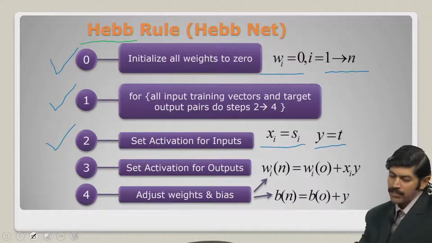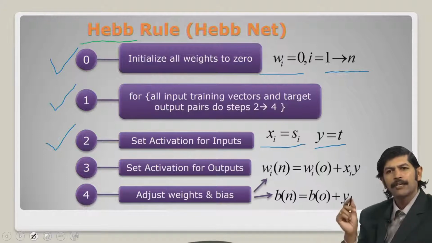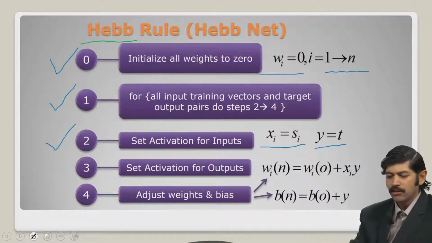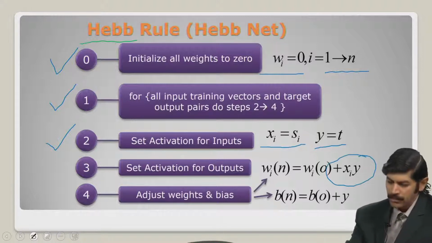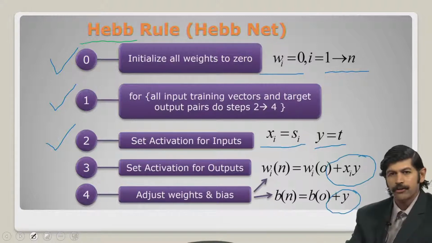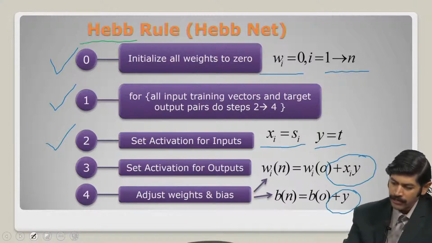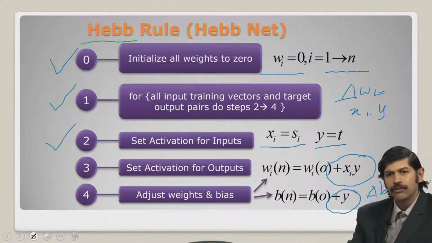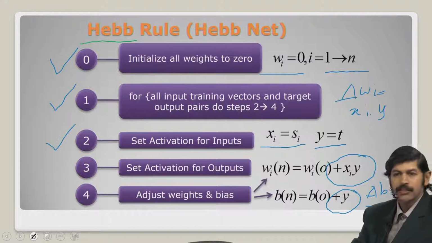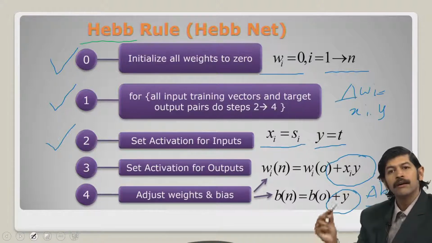So as far as step number 3 is concerned, it talks about how we can update our weights, and step number 4, it essentially talks about how we can update the bias values. So this is where the updation formula is given for the weights, and this is where the updation formula is given for the bias. So I can very well write down that delta Wi, the change in my weight, is essentially equal to x of i into y, and delta of B is essentially equal to y. So these are the places where exactly the changes are going to happen, and this is what makes this particular algorithm a learning kind of an algorithm.